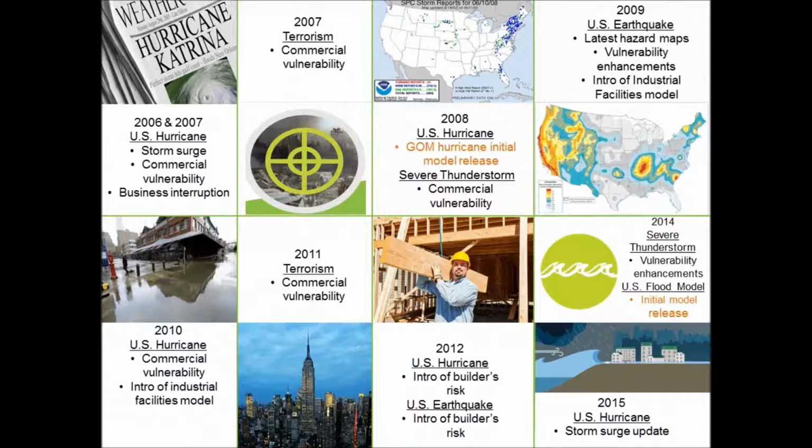the commercial market. In 2012, we added builder's risk capabilities for U.S. hurricane and earthquake models. In 2014, following several active severe thunderstorm seasons, including the noteworthy year of 2011, we released a comprehensive update to our severe thunderstorm model for the United States, including substantial enhancements to commercial vulnerability that were well received by the market.